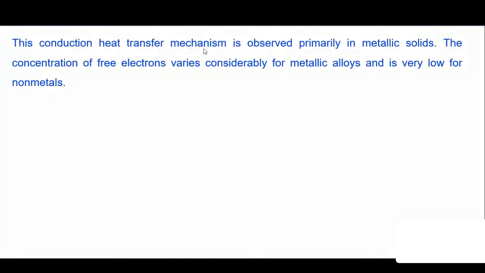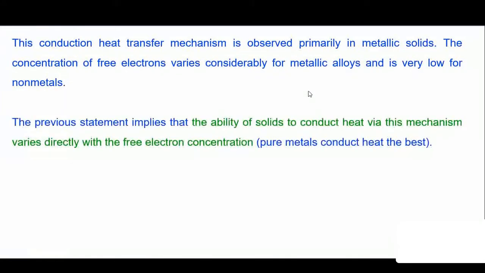Now let us see the first, conduction via free electrons, which is occurring in metals. This conduction heat transfer mechanism is observed primarily in metallic solids. The concentration of free electrons varies considerably for metallic alloys and is very low for non-metals. So non-metals do not have free electrons. The metallic alloys also have fewer free electrons, but the pure metals have more free electrons. That's why through pure metals, the mechanism of conduction is always movement of these free electrons.